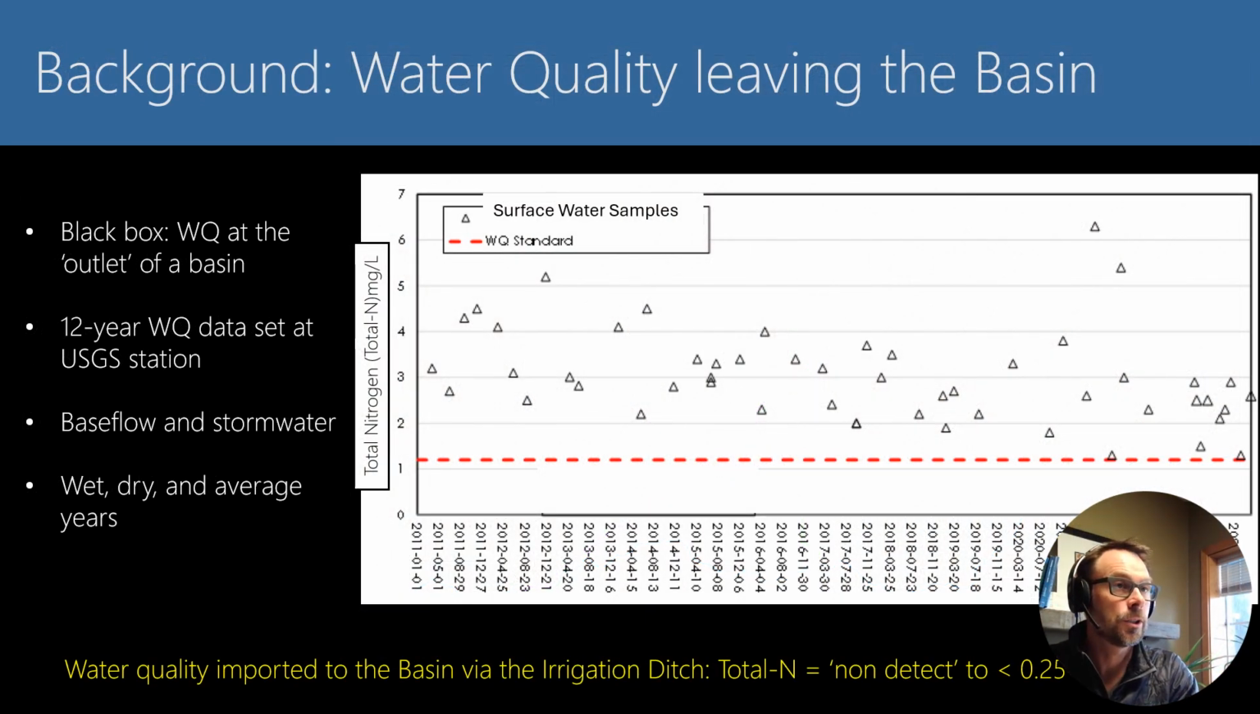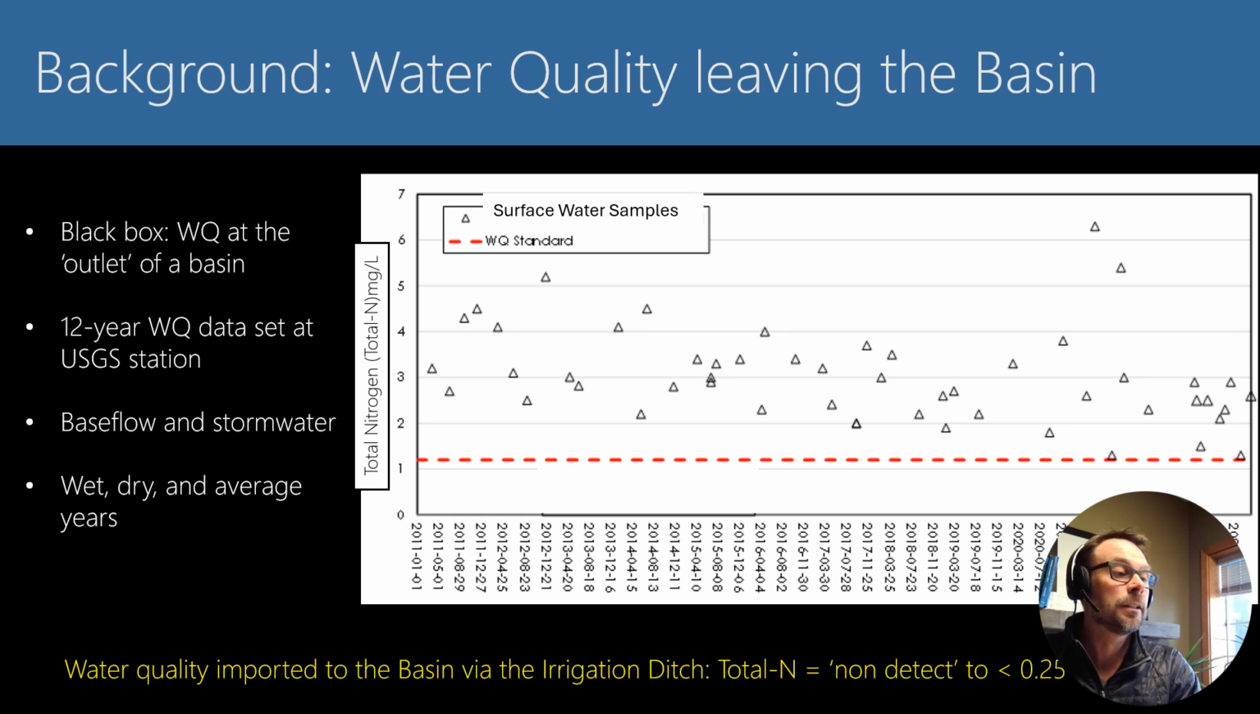Total nitrogen concentration measured at a station over a 12-year period from base flow and stormwater are shown here in the graph. They provided a wide range in values, anywhere between 1.3 to 6.3 milligrams per liter, which may be attributed to the diversity of nitrogen sources. What's interesting or important to note here is 100% of the samples collected over this long period exceeded the locally established water quality standard for total nitrogen, 1.2 milligrams per liter.